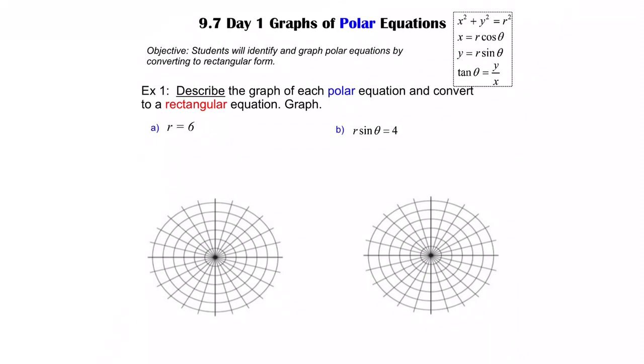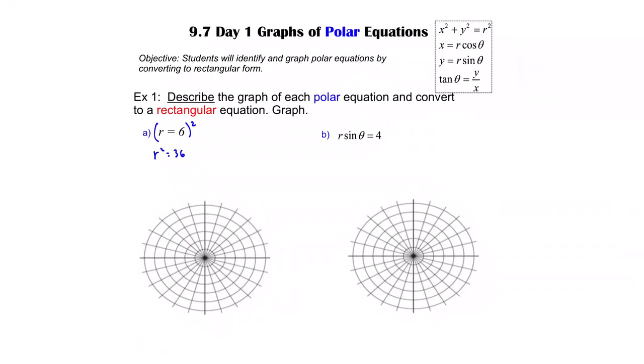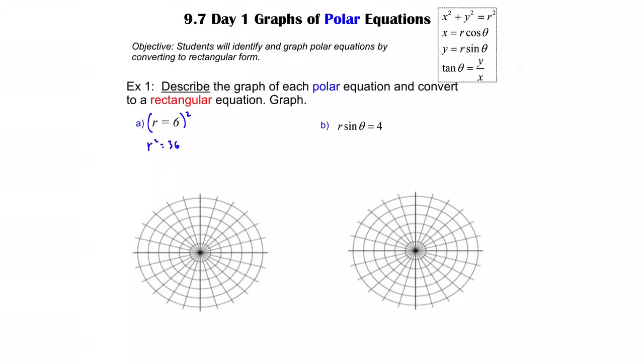Example 1a, r is equal to 6. Remember the other day we talked about a couple different techniques to change polar to rectangular. One of those ways was to square both sides of the equation. So if we square both sides, we get r squared is equal to 36, knowing that r squared is equal to x squared plus y squared. We can identify this as a circle with a center located at 0, 0, and the radius equal to 6.